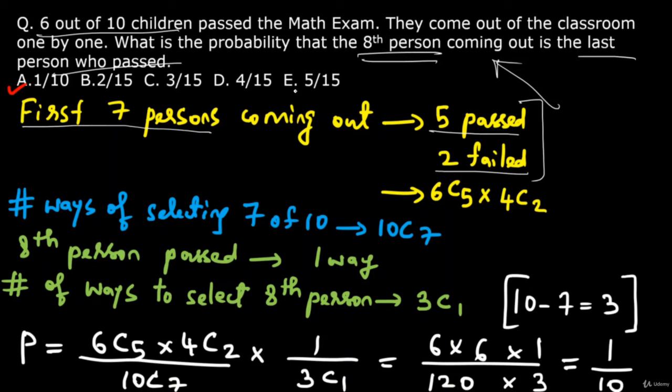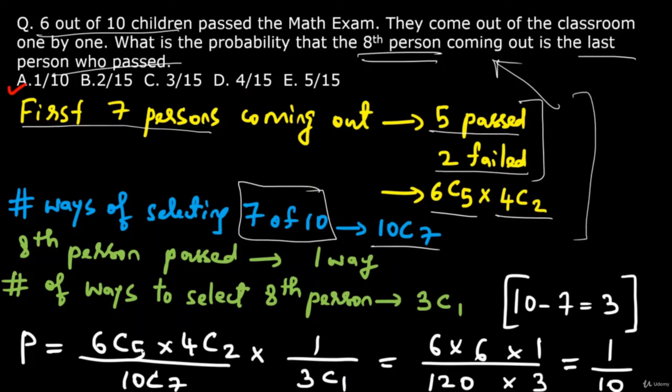So you can select 5 from those 6 people in 6C5 ways. And from the remaining 4 who failed, you can choose 2 in 4C2 ways. So this can be selected in 6C5 into 4C2 ways. Alright. And the total number of ways in which you can select 7 out of 10 people is 10C7. So the probability for this to happen is 6C5 into 4C2 by 10C7. So that's the first part over here.